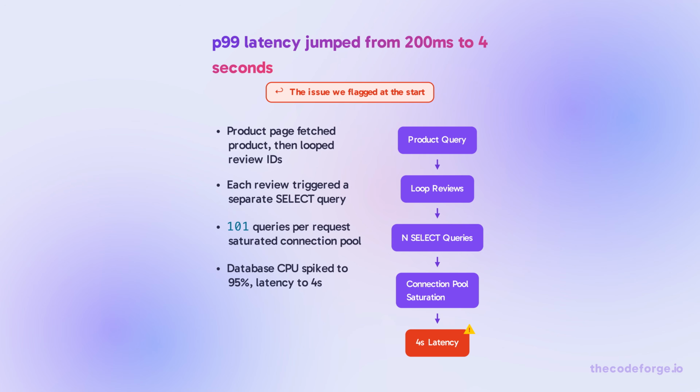Here's exactly why that happened. The product page code fetched the product object, then looped through each review ID and executed a separate select query. With 100 reviews per product, that's 101 database round trips. Under peak load, the connection pool saturated, queries queued, and latency exploded.